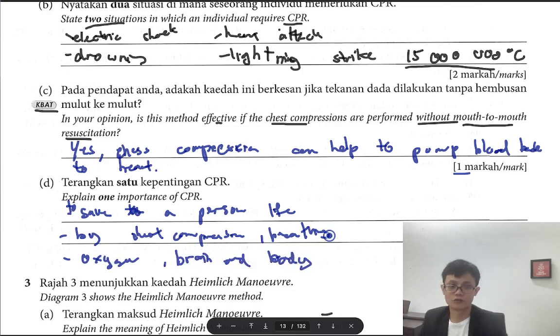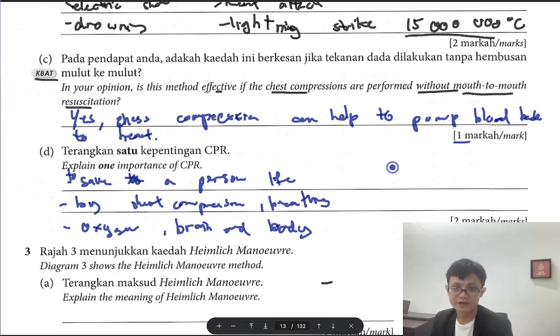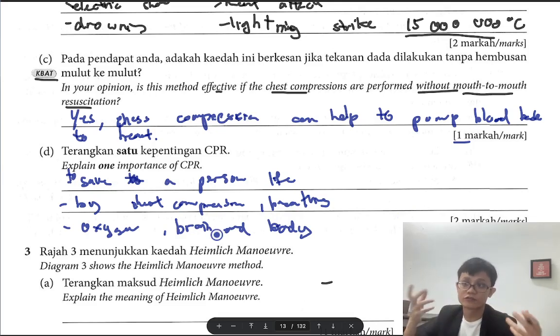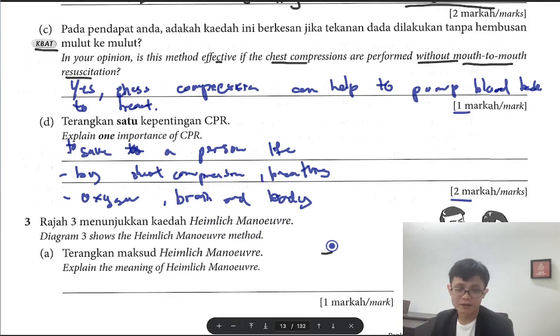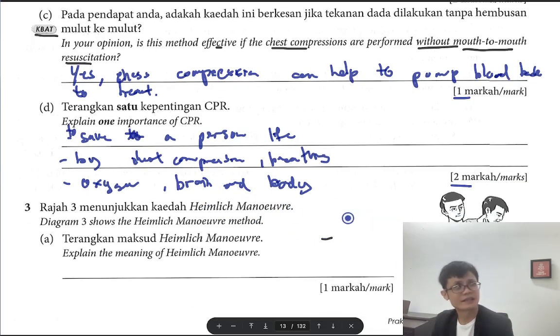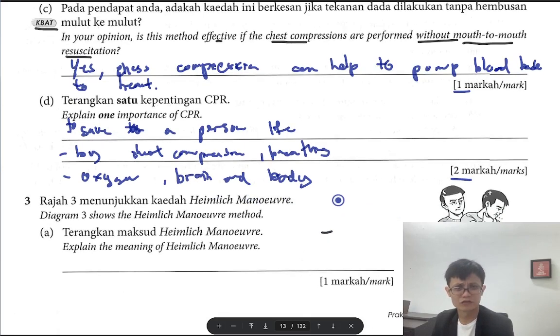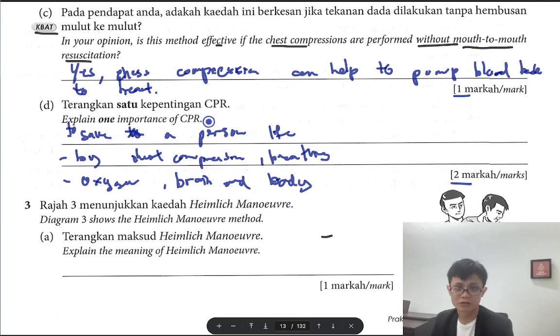Okay, so you use your own words. I just write the keyword. Why is it important to save life? Maybe by using chest compression and breathing, we can continue to supply oxygen to the brain and also to the body. So it will help a lot actually. As I mentioned, I think 1 or 2 minutes without oxygen, the brain cells will start to die. So continue to do CPR until the ambulance arrives. That will help a lot.